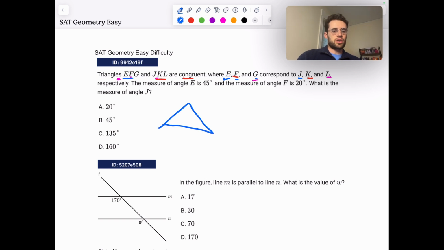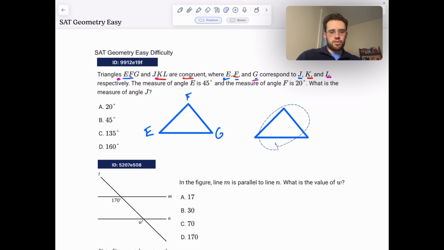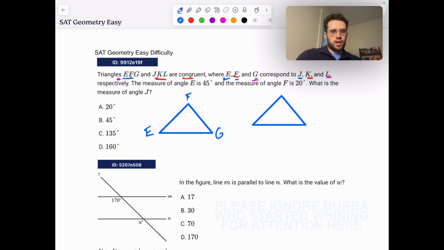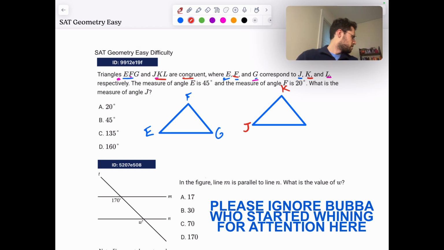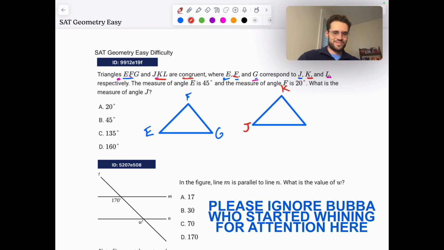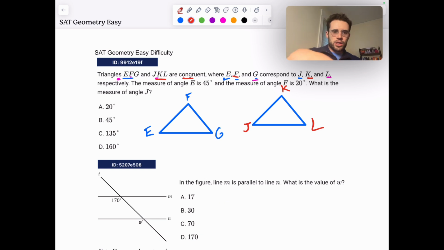So if we draw a triangle, say this is E, F, G, JKL should be congruent, which means we can just copy this triangle and make it over here. You can also just redraw it. But we've got J corresponds to E, K to F, and L to G. So they give us that E is 45 degrees and F is 20 degrees.